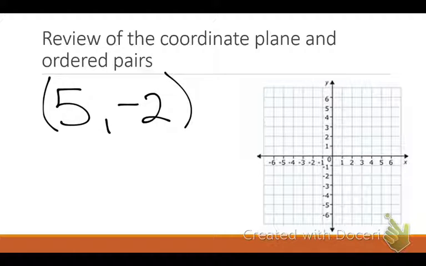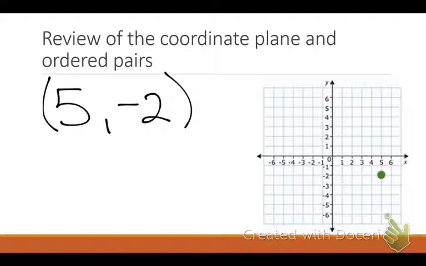So would I go right 5, or I'm sorry, let me back up. Is the 5 my X value or my Y value? X. X always comes first. -2 is my Y value. So now that I know 5 is my X, would I go right 5 or left 5? I go right 5, but that's not where I plot my point. Now do I go up 2 or down 2? I go down 2 and plot my point.